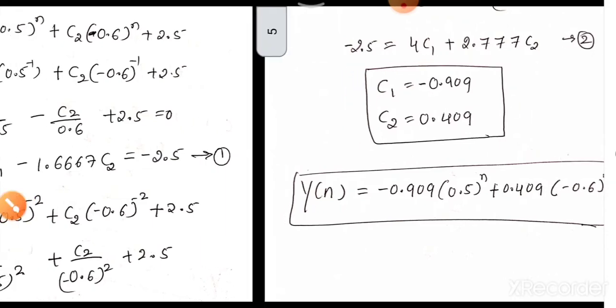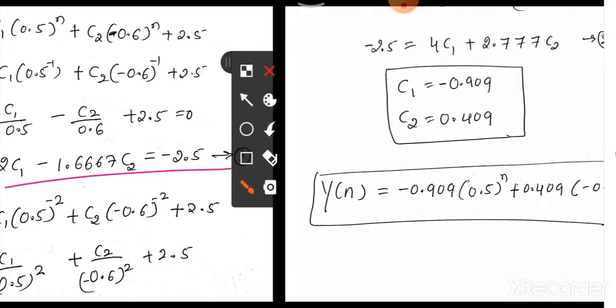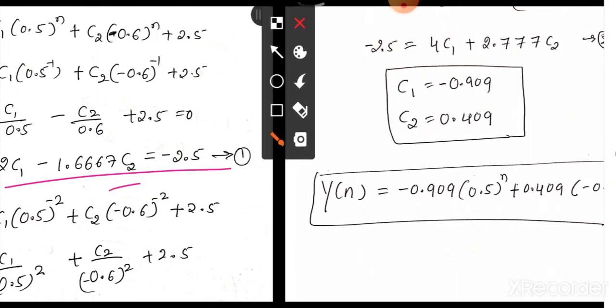By solving these two equations, that is 2c1 minus 1.667 c2 equal to minus 2.5, and this equation 4c1 plus 2.77 c2 equal to minus 2.5.